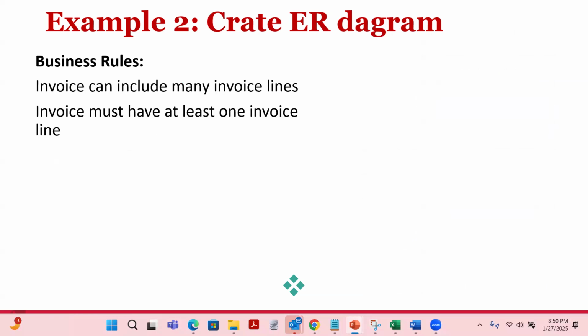Another example. Here are two business rules. Again, please pause the video and practice the entity relationship diagram. Look at that, a lot of spelling mistakes. So look at that diagram, and I'm going to pause the video and I'll show you a solution in a second.